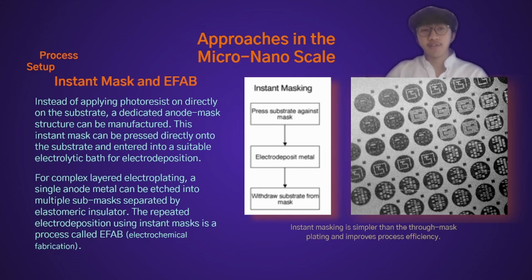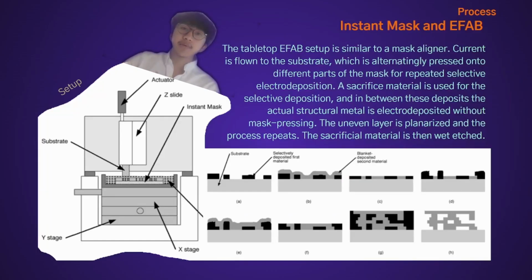The setup for a tabletop EFAB is similar to a typical mask aligner, though instead of having a mechanism for UV exposure, we have an electrolytic bath in it, where the current is flown into the substrate, which is placed vertically, and the substrate is alternatingly pressed onto different parts of the masks on that large anode metal for repeated selective electrodeposition.